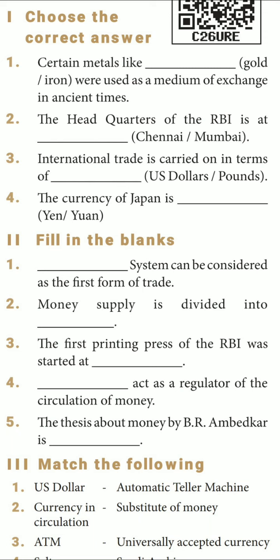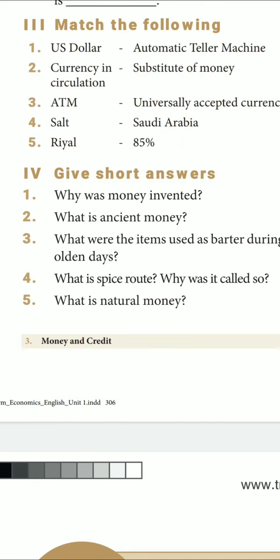Next, Roman number 3, match the following. First one, US dollar, universally accepted currency. Second one, currency in circulation, 85%. Third one, ATM, automated teller machine. Salt, substitute of money. Riyal, Saudi Arabia. So, answer is 34152. Okay.